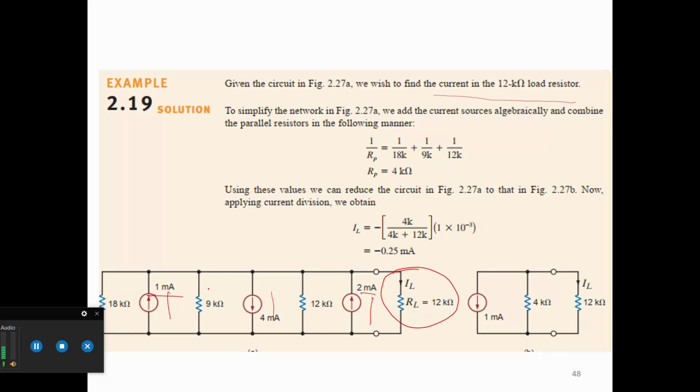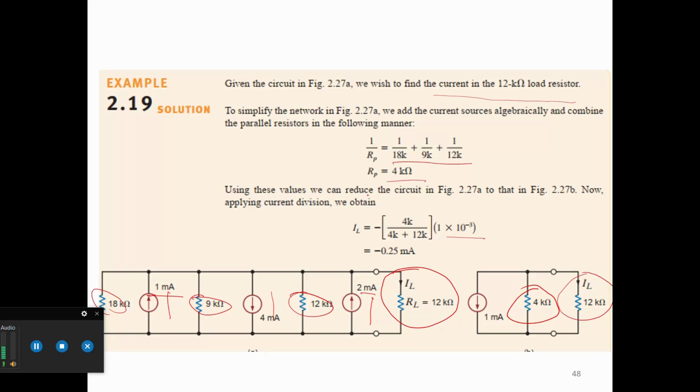Adding 1 plus 2 gives 3, and 4 minus this 3 gives the resultant current going downwards. Then we can combine all three resistances into an equivalent resistance. We will not add the fourth resistance into this because of our point of perspective. So when we add these three resistances in parallel, this becomes 4 kilo ohm, and this 12 kilo ohm resistance comes here. Now we can apply the current division formula to find the current across IL: 4 kilo ohm divided by 4 kilo ohm plus 12 kilo ohm into this current, 1 into 10 to the power minus 3, and its direction is downwards.